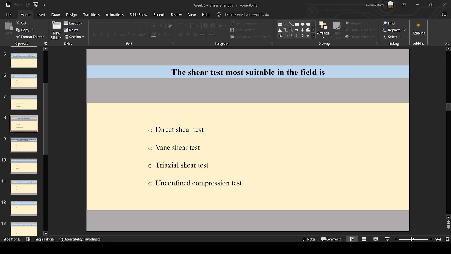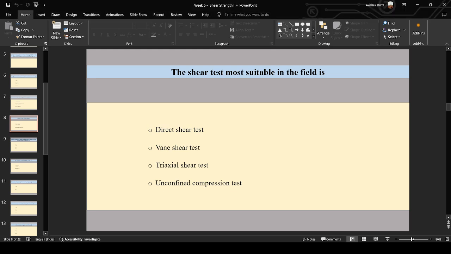I'll repeat the question. The shear test most suitable in the field is: direct shear test, vane shear test, triaxial shear test, or unconfined compression test. Next question.